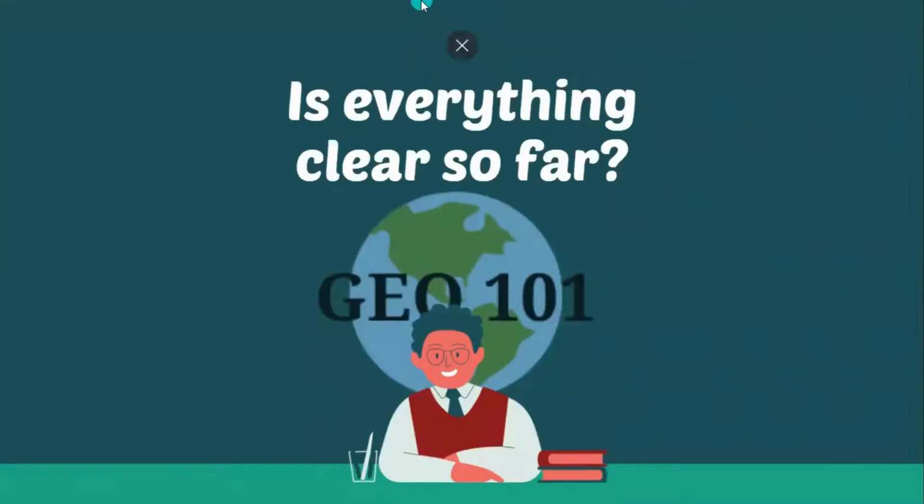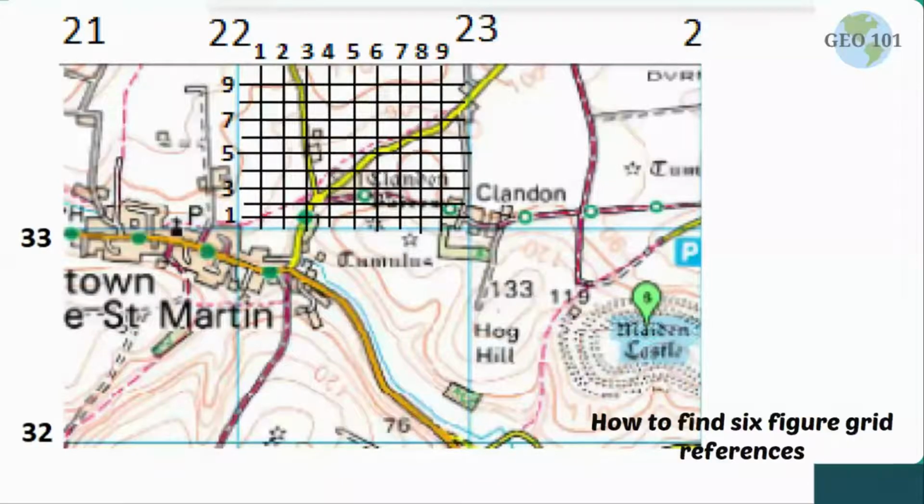So far, we have discussed what a grid reference is, and we discussed how to find a 4-figure grid reference. So now we're going to move on to how to find a 6-figure grid reference. So how to find a 6-figure grid reference? It's different than a 4-figure.